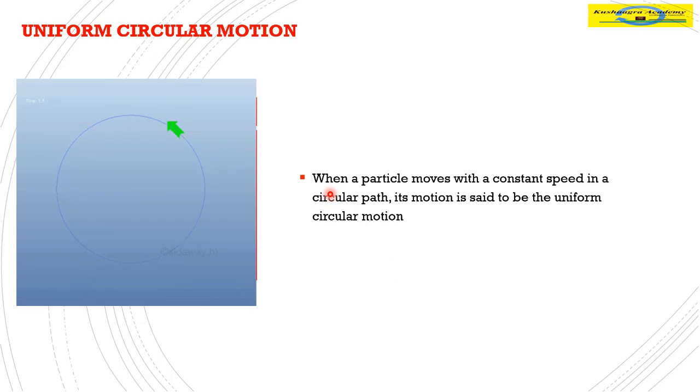What is a uniform circular motion? When a particle moves with a constant speed in a circular path, its motion is said to be uniform circular motion. Just like, look here at the arrow, it is moving at a constant speed in a circular path, so we can very well say that this is a uniform circular motion.